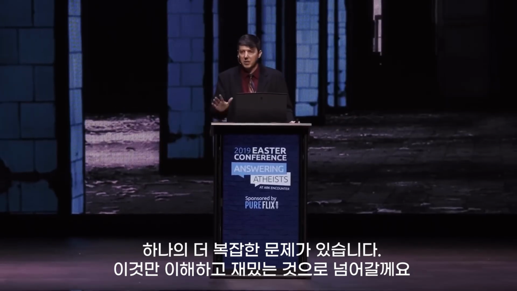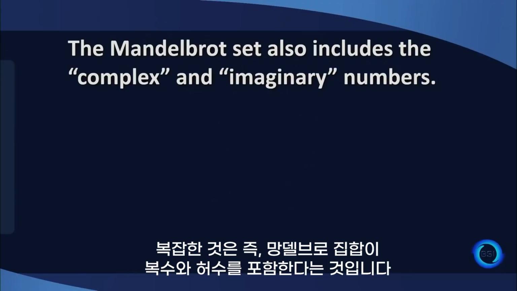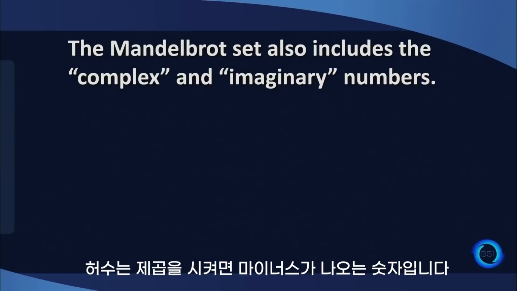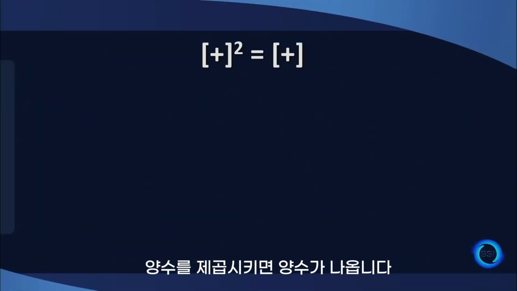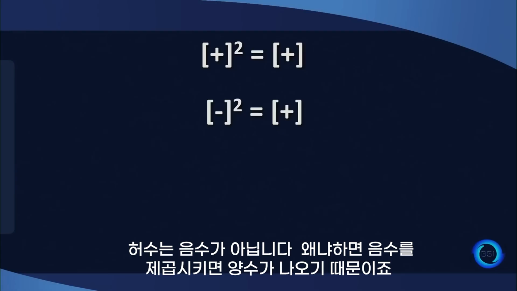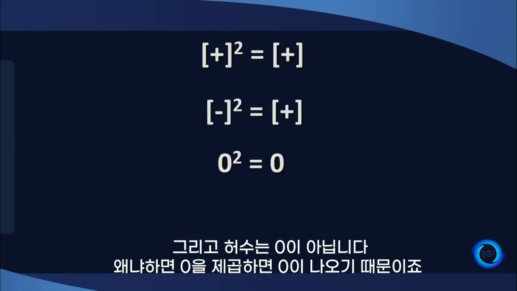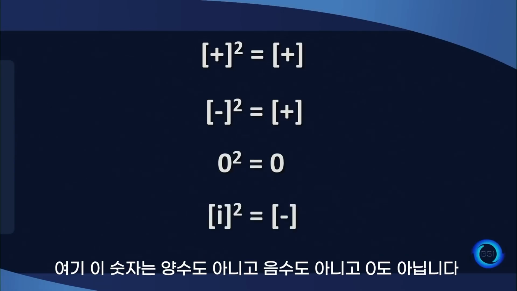There's one more complication, and then we get to the really cool stuff. The other complication is that the Mandelbrot set also includes what are called complex and imaginary numbers. Okay, so an imaginary number is a number that when you square it, you get a negative number. And that's a little hard for us to understand, and so they call them imaginary. Positive number squared is positive. And yet, the imaginary number times itself is negative. Imaginary numbers are not negative because a negative number squared is also positive. And imaginary numbers are not 0 because 0 squared is 0. Weird. So we have a number that's not positive, it's not negative, and it's not 0.